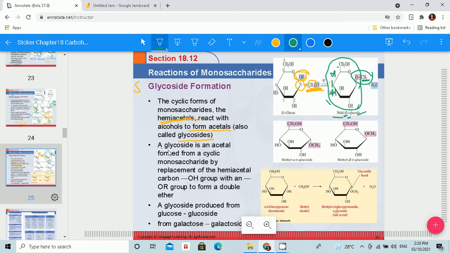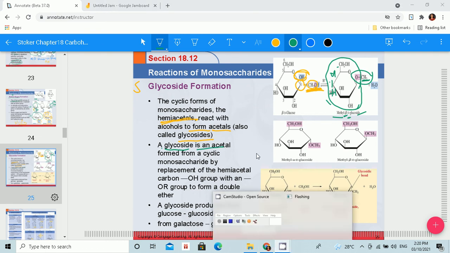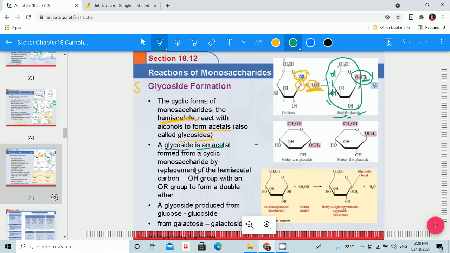So a glycoside is an acetal formed from a cyclic monosaccharide by replacement of the hemiacetal carbon OH. Mao di siya to hemiacetal class ha. Hemiacetal carbon or anomeric carbon. Ang OH may mo siyang OR with an OR group class. R is just a representation, but usually it is an alkyl group. We have CH3, so it's methyl, we have ethyl, propyl, butyl, mono.